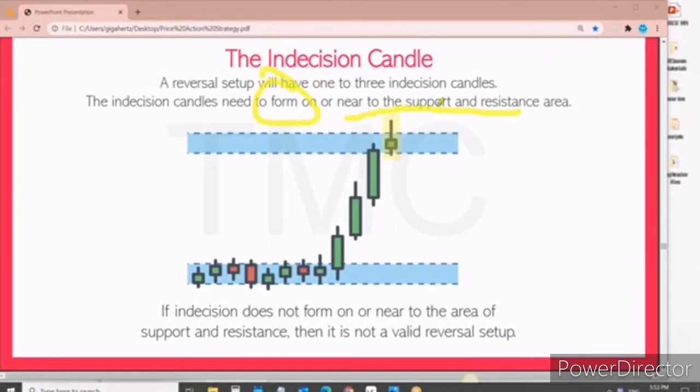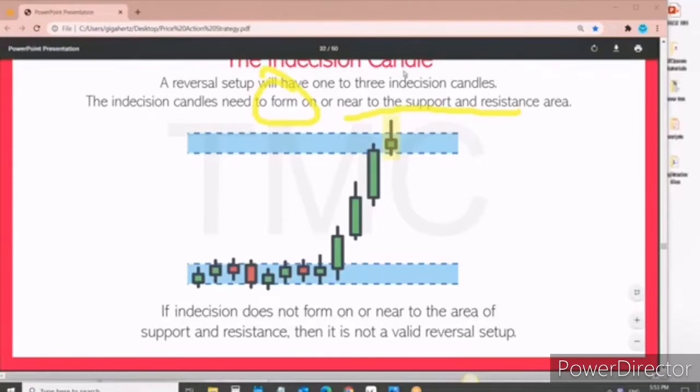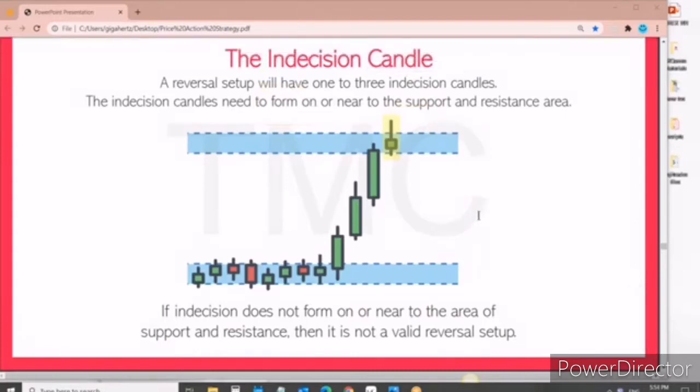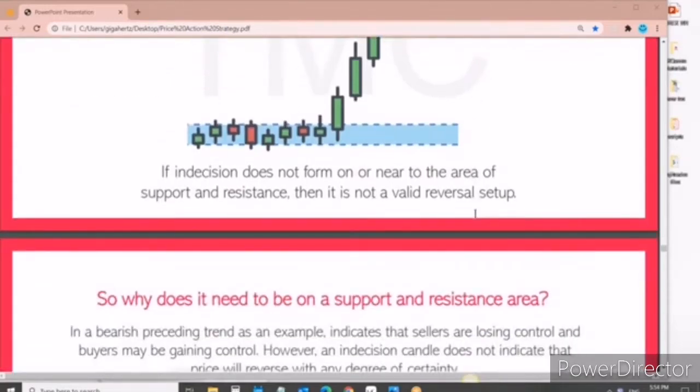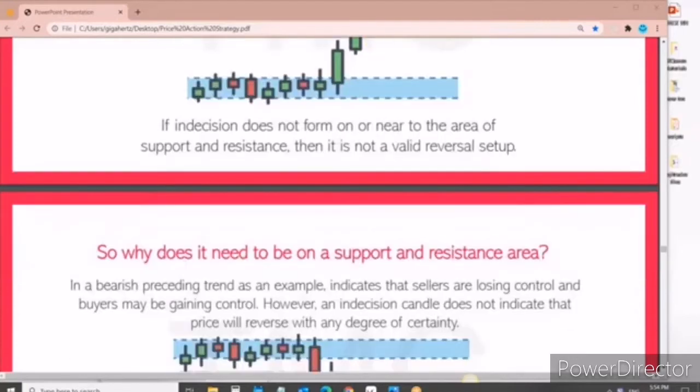So if indecision does not form on or near the area of support and resistance, then it is not a valid reversal setup. Hindi pa po yan magre-reverse. Kung magre-reverse man yan, sinuwerte lang tayo dyan. Pero ganun. So stick tayo sa rules ha. Okay. Kailangan yung magamay to. Kasi by next week, ituturo ko na yung scalping type na ganito. Mas mabilis yun. 5 minutes lang kasi yun eh. Pero, basta mamaya explain ko.